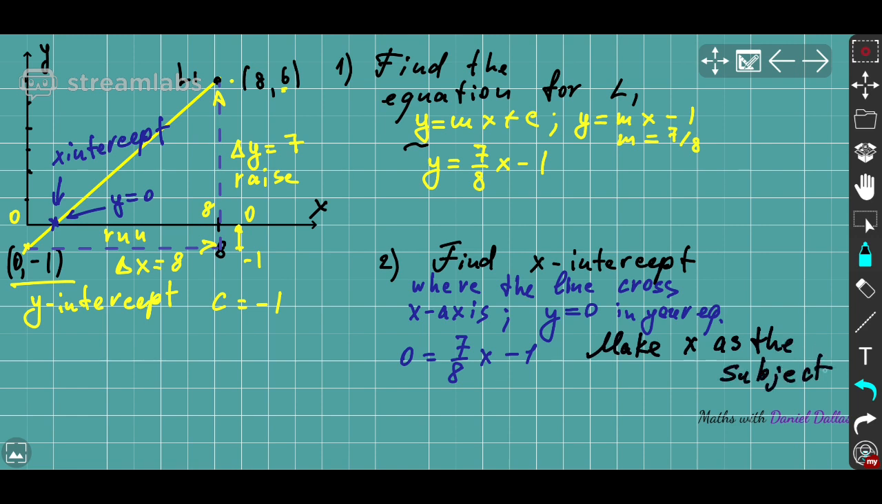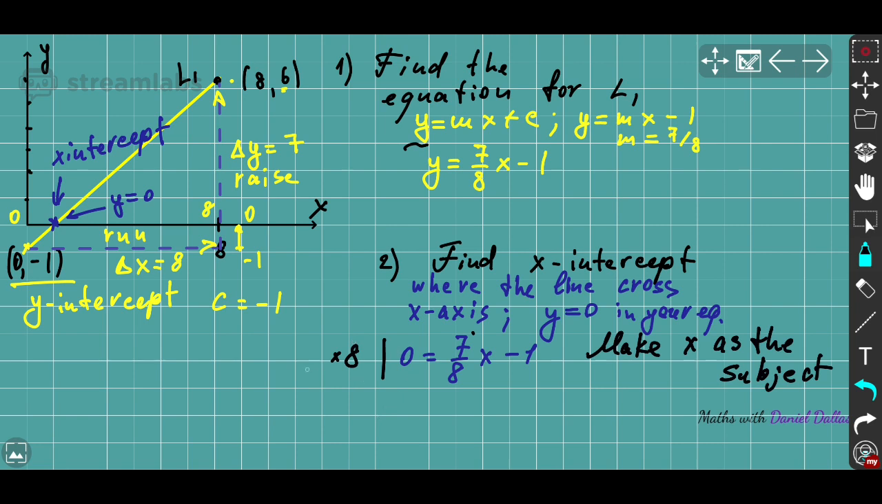But the problem is this equation is fractional. I mean, you have a fractional coefficient before x. So how to get rid of this bottom part? You don't want to have a fractional coefficient, those 7 over 8. So you can simply multiply both parts by 8, yeah? Because you understand that 7 over 8 will be cancelled in this case.